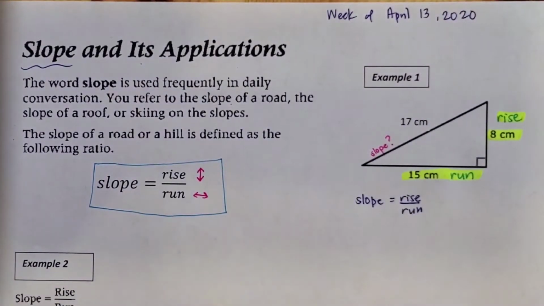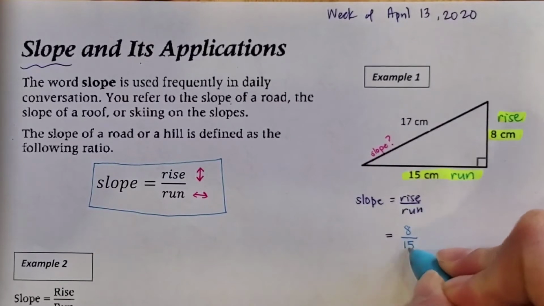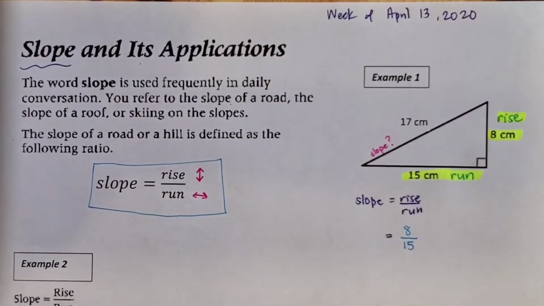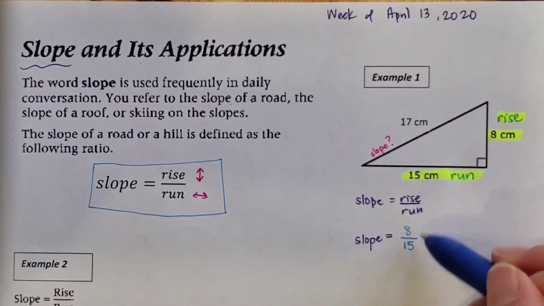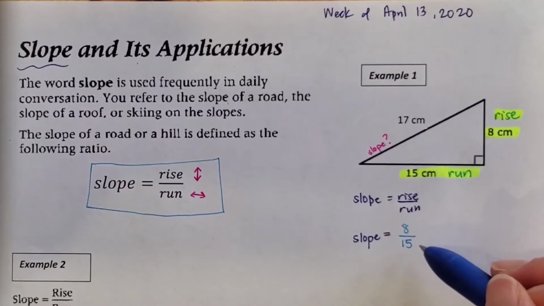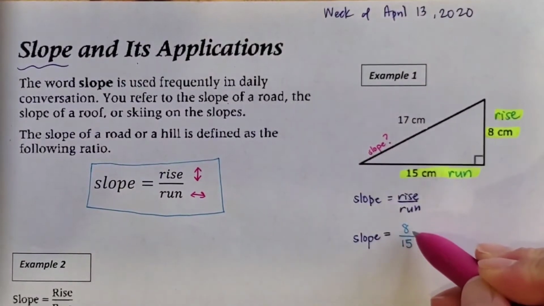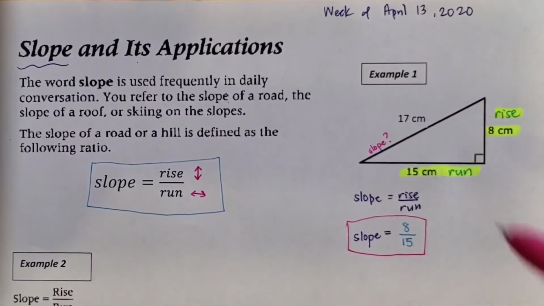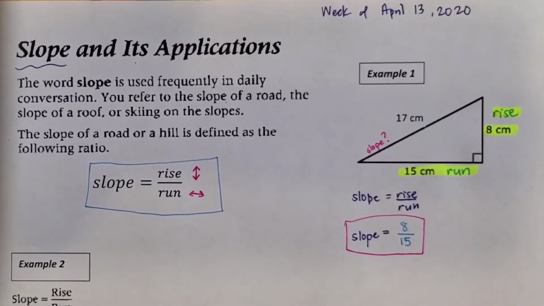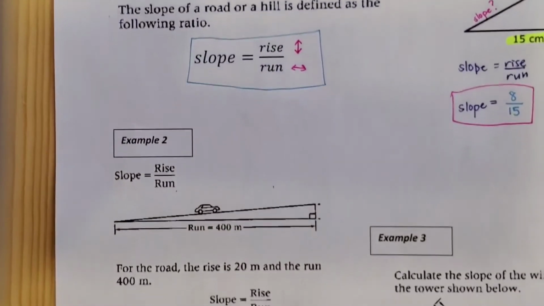So let's put in the numbers. I have here that the rise is 8 and the run is 15. Then you look at your ratio and think, is there a way we can make this into a whole number? Does it divide, or can you put it into lowest terms? And you can't. There's no number that goes into 8 and also goes into 15. So this is the slope. That's the rise and that's the run. That's example 1. For example 2, we're going to apply it to word problems.